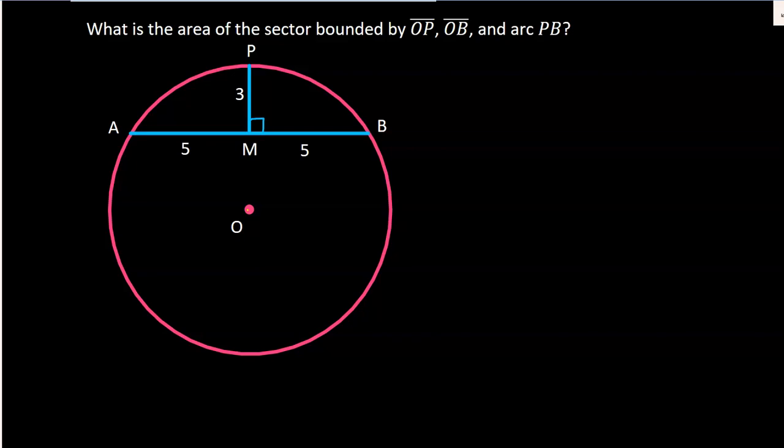In a comment, someone asked me how you could take the information shown here and find the area of the sector bounded by segment OP, segment OB, and arc PB. In other words, this sector right here. It turns out to be a pretty complicated problem, but I'm going to break it down for you in this video.